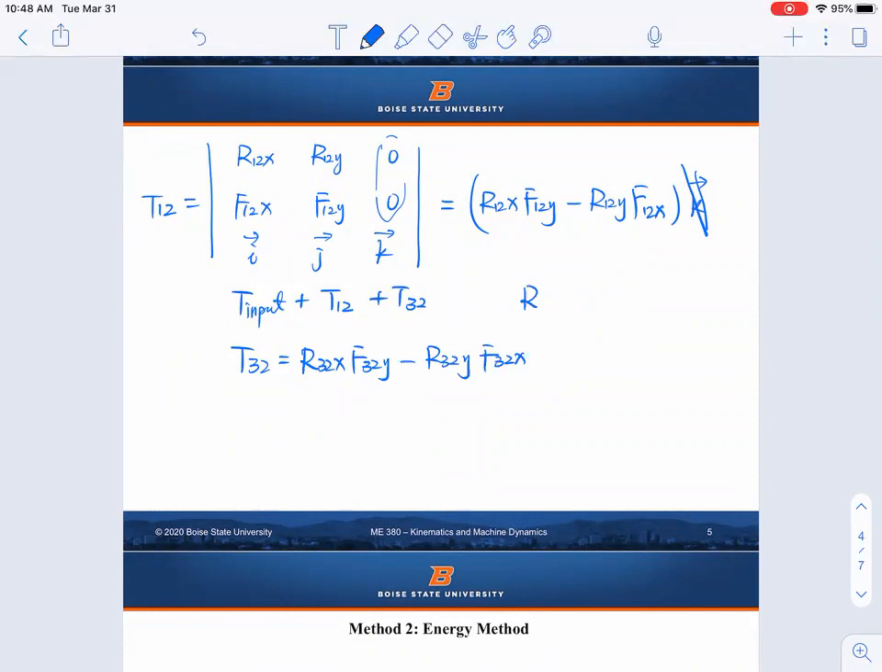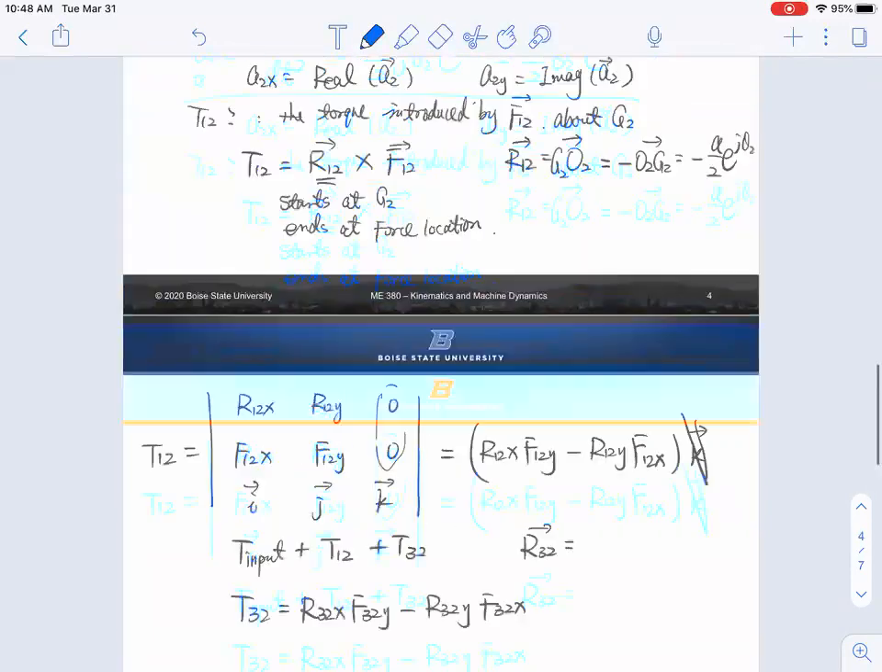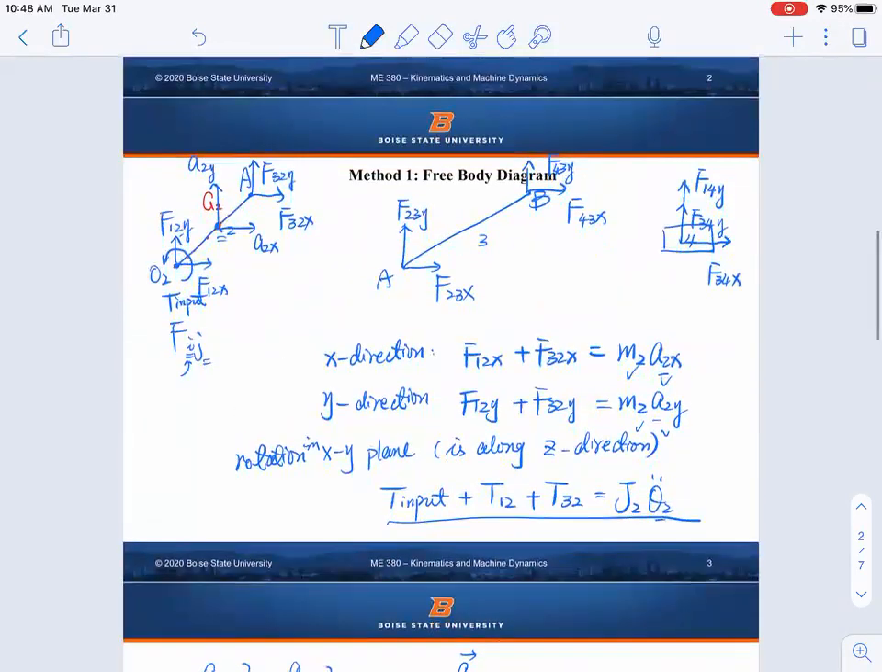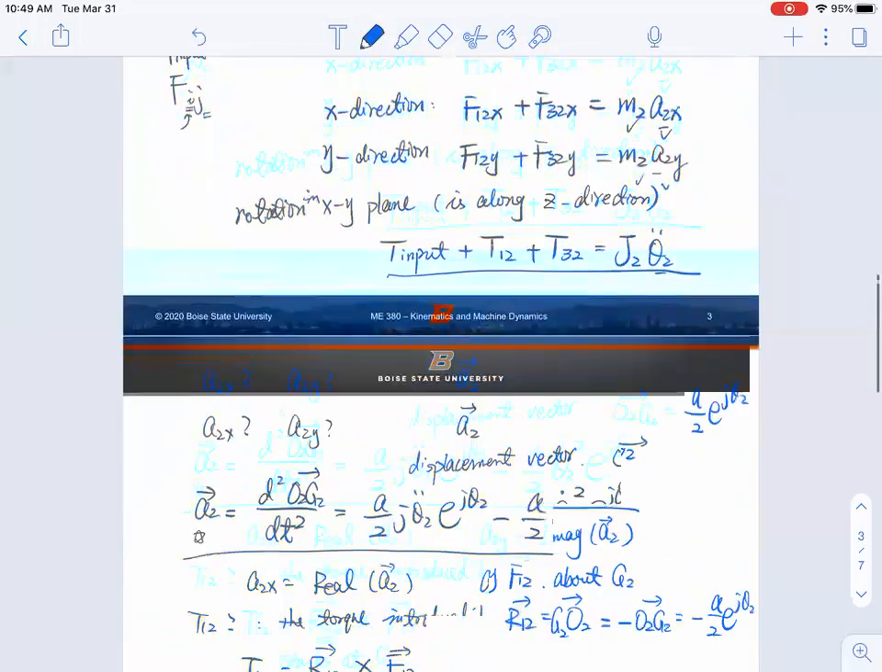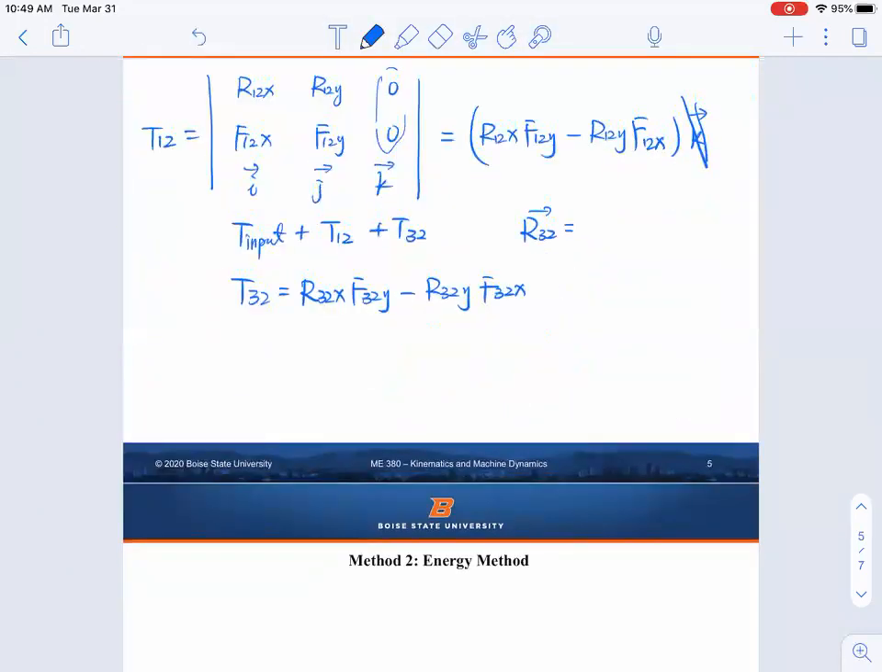So there is another position vector, R32 vector. By definition, we need to find where this thing starts and where it ends. This force is applied at point A. It starts from the same center of rotation, so that means it's from G2 and then ends at point A. I'm gonna point it out: starts from G2, ends at point A. That's gonna be R32. All right, so that means your R32 is just G2A.